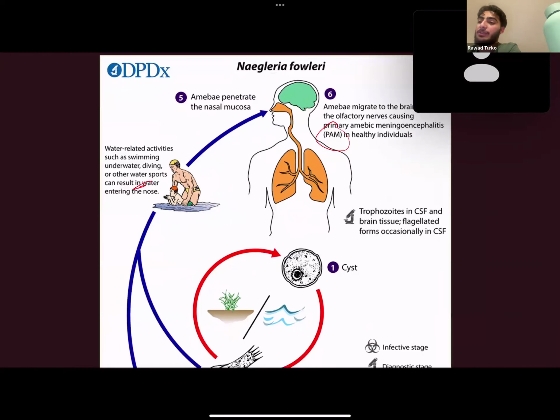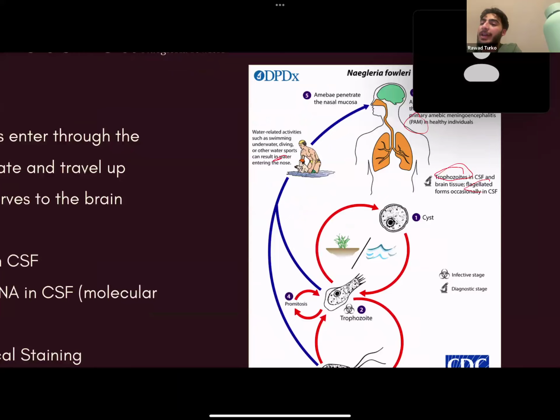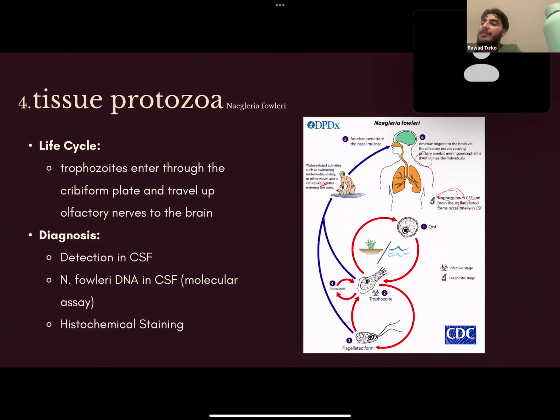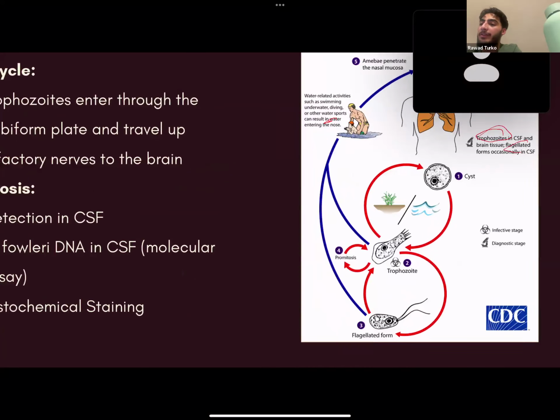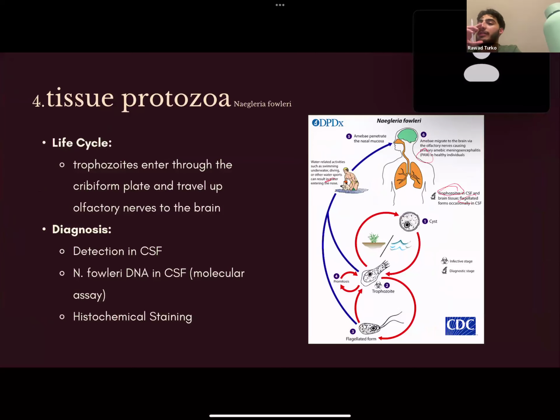How do you diagnose it? You can diagnose it by visualizing the trophozoites in the CSF and brain tissue, and occasionally you'll find the flagellated form. Since it's a free-living amoeba, it can transform into the different forms on its own without the need of a vector, from the cyst to the trophozoite to the flagellated form, and so on. Either the trophozoite or the flagellated form can infect the human being.